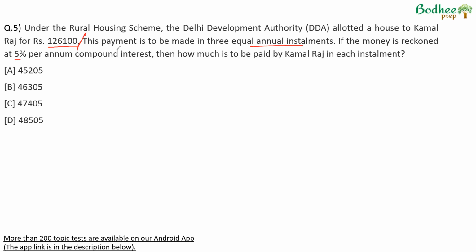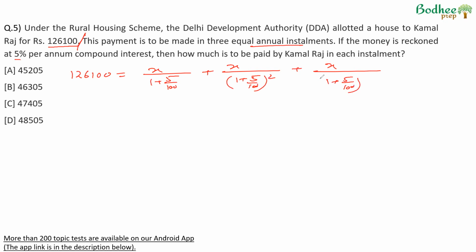We know that the amount of loan upfront is equal to installment upon 1 plus R upon 100 for the first installment, installment upon 1 plus R upon 100 raised to power 2 for the second installment, installment upon 1 plus R upon 100 raised to power 3 for the third installment. Simple. Basically, what we're doing is we are taking the X value of installment and finding out its equivalent for the first year, adding them. That should be equal to the loan that is given.